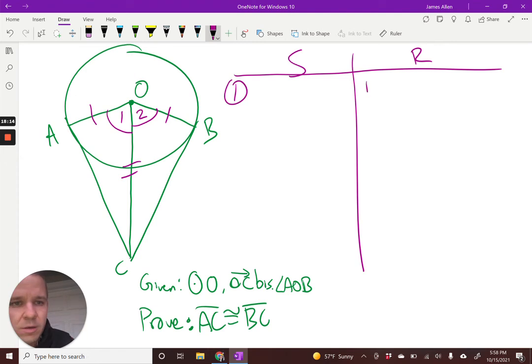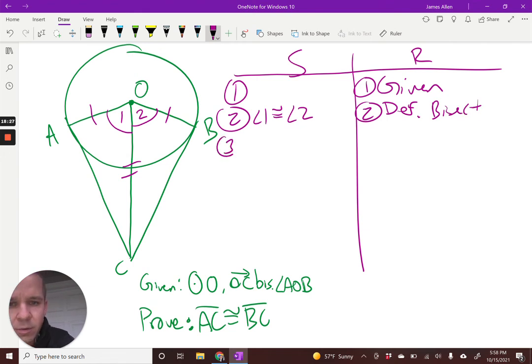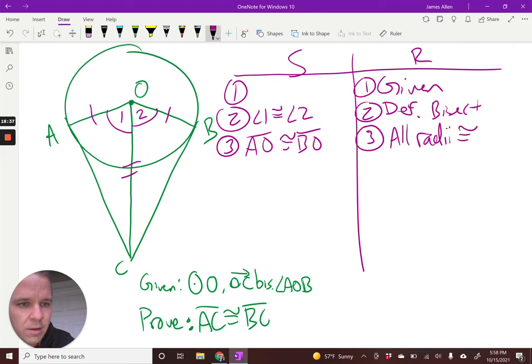Statement, reason. 1. Given. We'll say angle 1 is congruent to angle 2. 3. Definition of bisect. I've got AO congruent to BO, and that was all radii congruent. 4. Reflexive property, everybody's favorite.